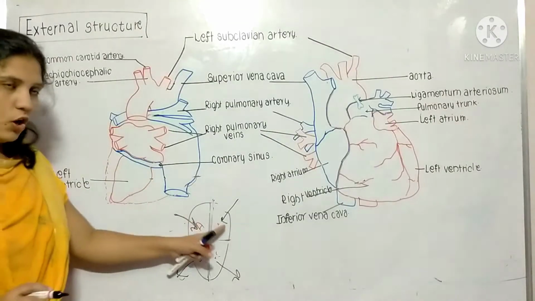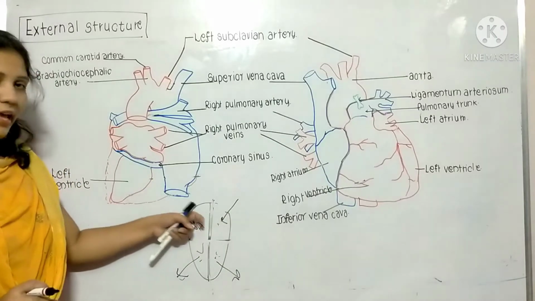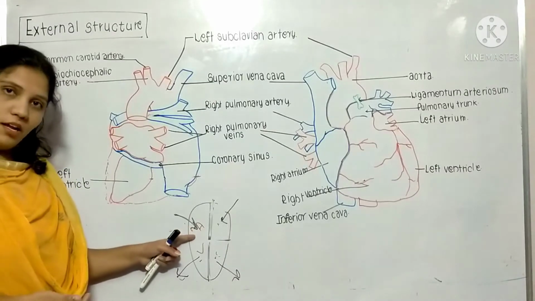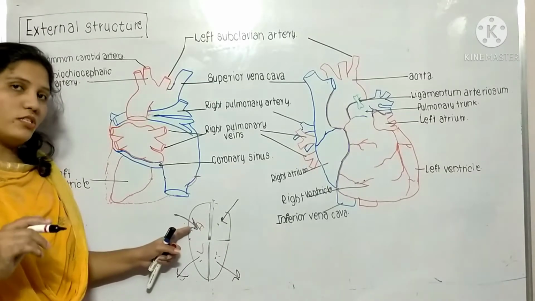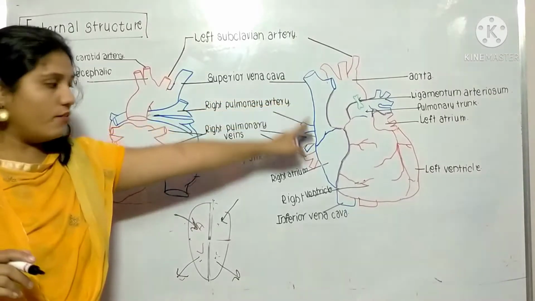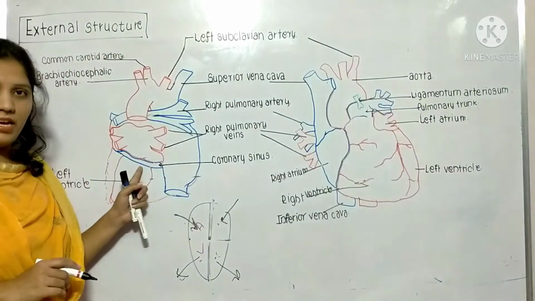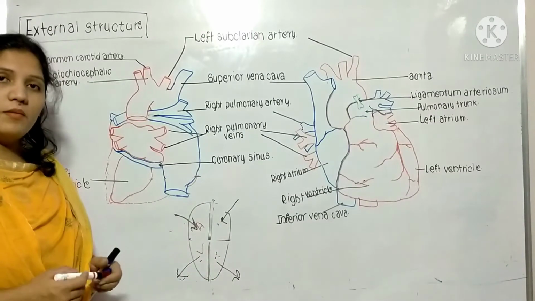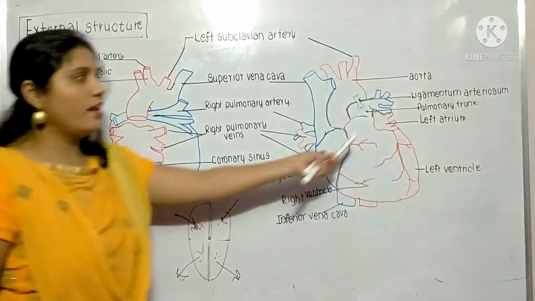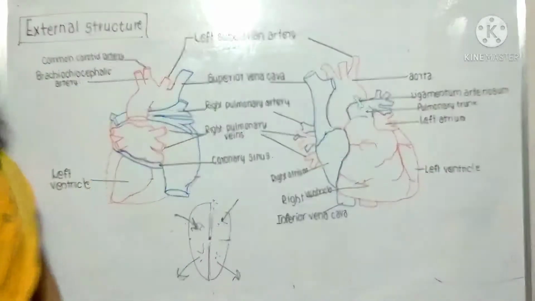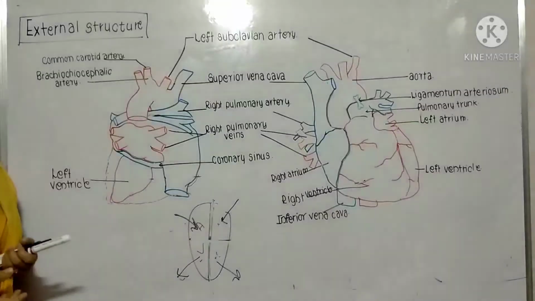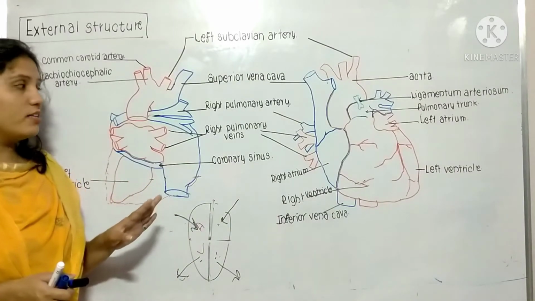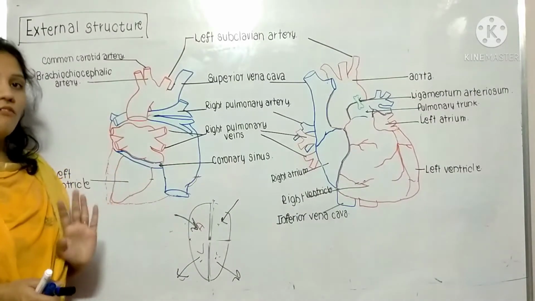Both the auricles are receiving chambers, they take blood in. From where do they take it? The right auricle carries deoxygenated blood from the superior vena cava, inferior vena cava and coronary sinus. And this is the left atrium. The left atrium carries the oxygenated blood from the pulmonary veins.